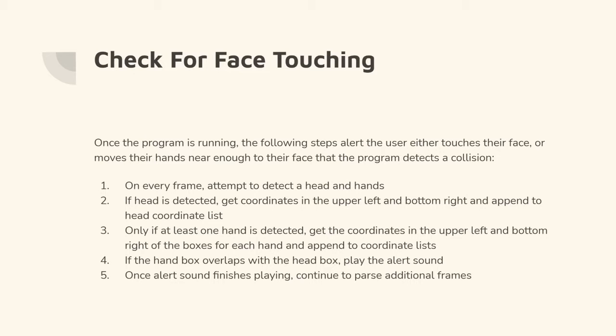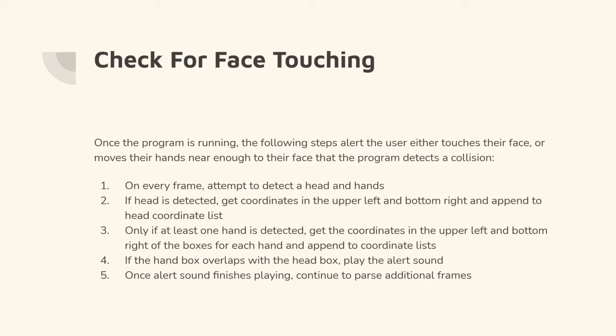Next, I'm going to talk about how we check for face touching. Once the program's running, it's going to run the following steps to detect if the user either touches their face or moves their hand relatively close to their face, enough to trigger the program's detection of the collision. So on each frame, we're going to go ahead and detect the head and hands.